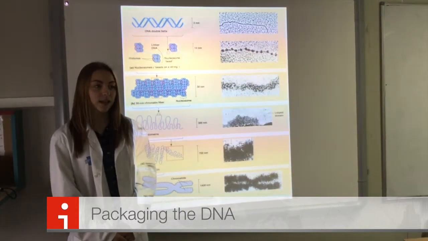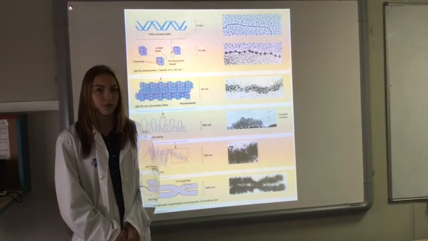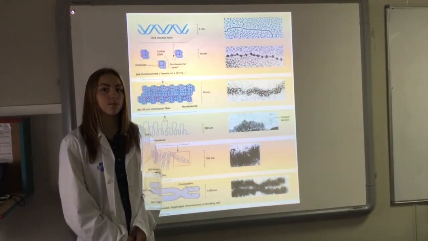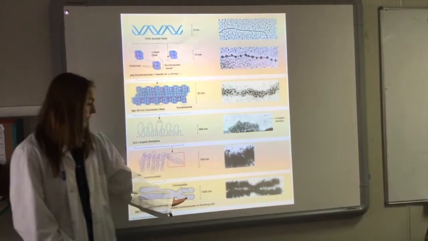Why do we need condensed chromatin? Because a human cell has approximately 2 meters of DNA. For example, the largest DNA of a chromosome, number 1, is 7.3 centimeters in size, and when we have the chromosomes, the level of packaging is about 10,000 times smaller.